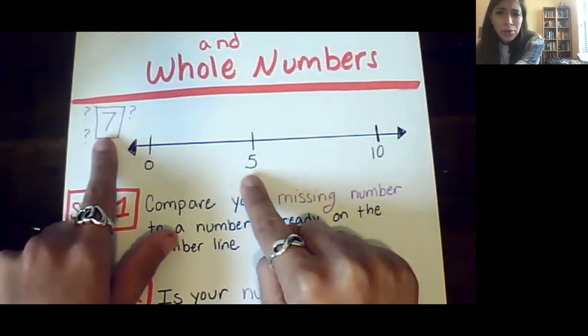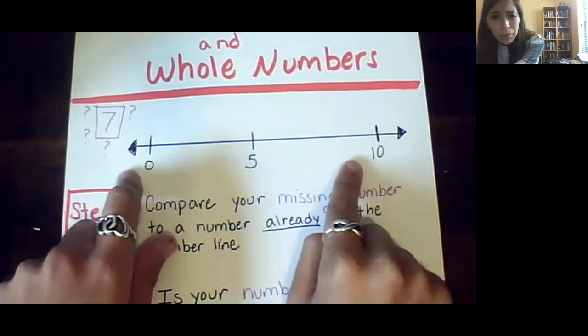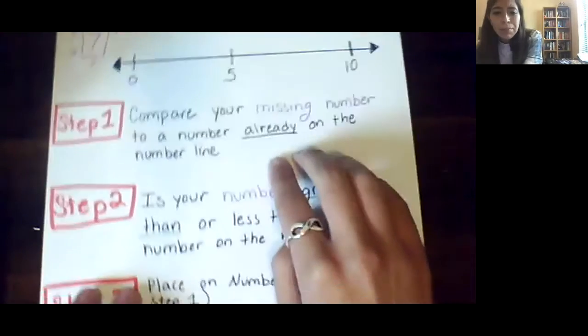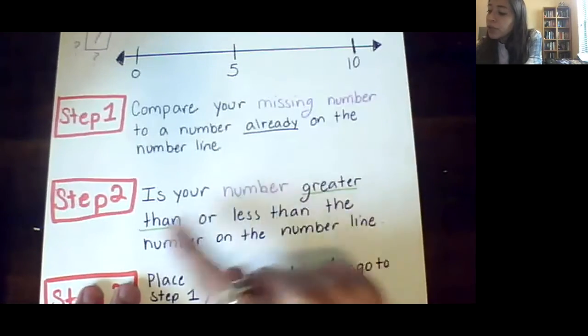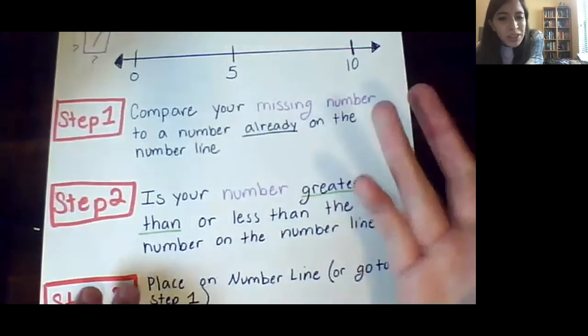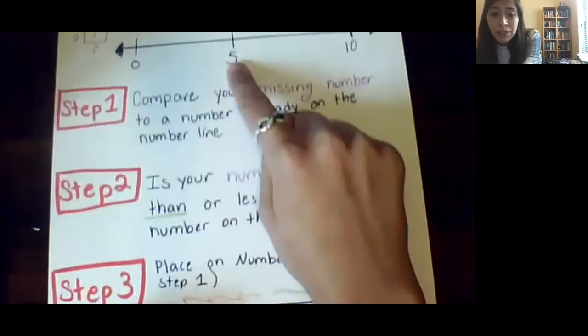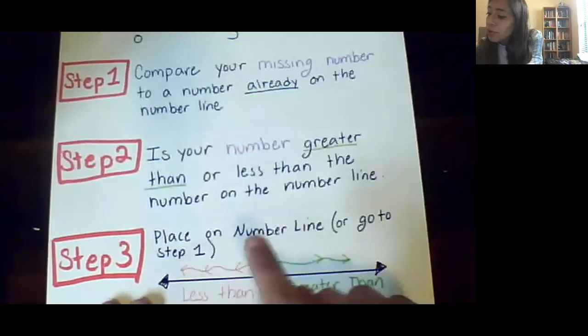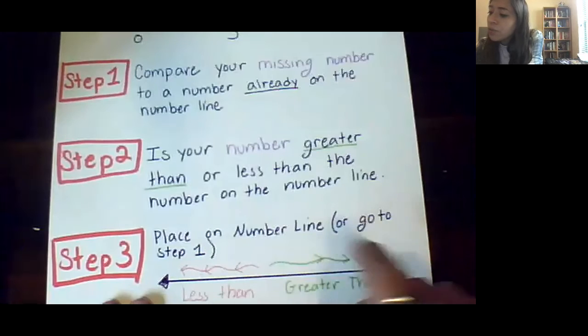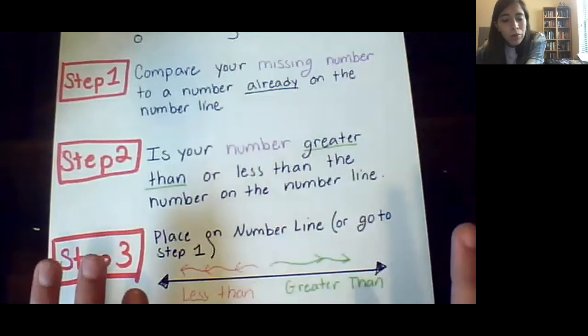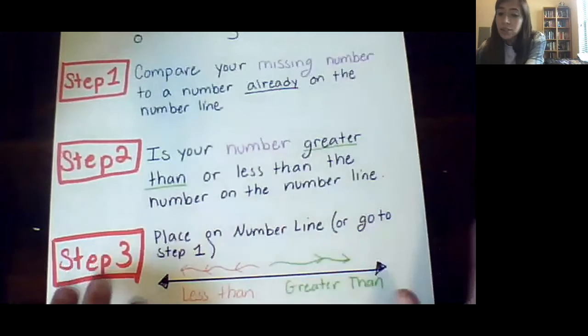Well, I'm glad I know that, but how do I know where to put it on the number line? Well, let's take a look at step number 2. Is your number greater than or less than the number on the number line? We just decided. 7 is greater than 5, so let's go to the last step and see what we do. Step number 3, place the number on the number line, or go back to step 1.